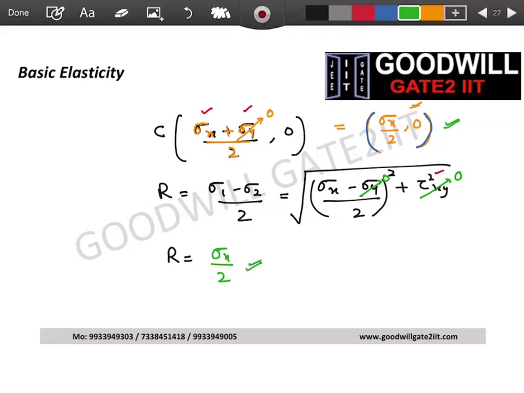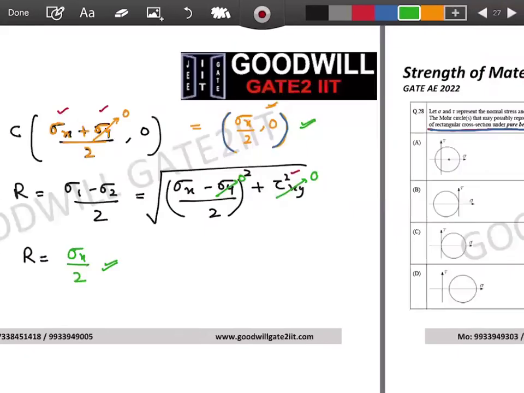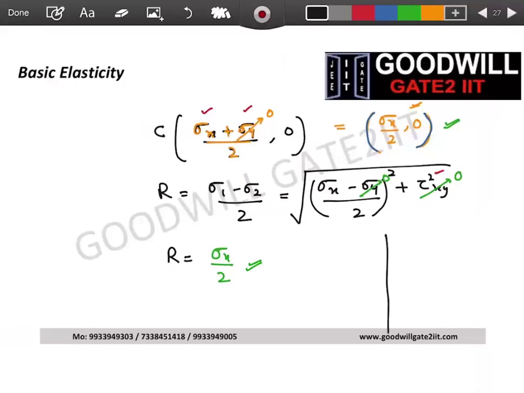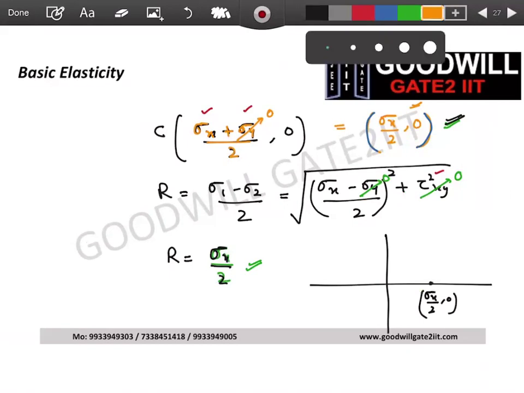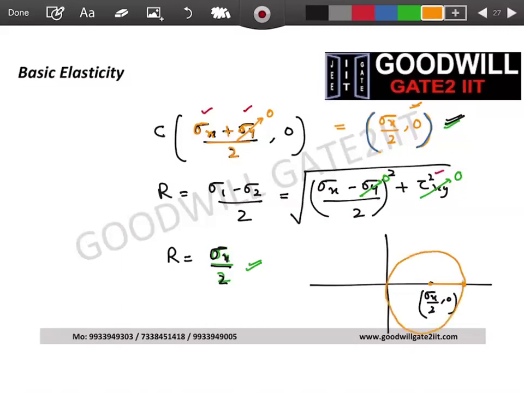What do you expect if I draw the Mohr circle, assuming that sigma x is positive, tensile? The center is here, at sigma x by 2 comma 0. Your radius is also sigma x by 2. So if you measure the radius from here and then draw a circle, it will be something like this. You can imagine this radius is sigma x by 2.